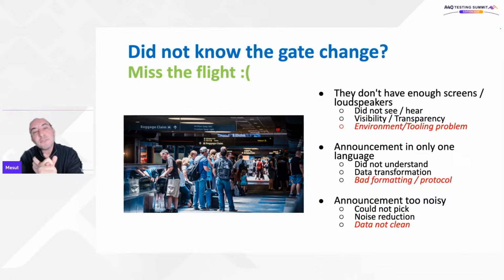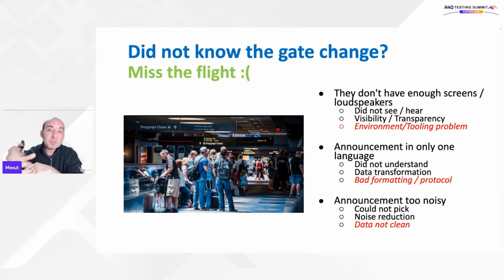For example, if they don't have enough platforms, like if they don't have any screens to show the notification, or if they don't have any loudspeakers to make this announcement, then I will not be seeing or hearing this message, notification, or announcement. It means the visibility or the transparency is missing, right? So we have to prepare our environment. We have to prepare all the tooling that we will use to transfer the message, or we will use for getting the information from the bugs.